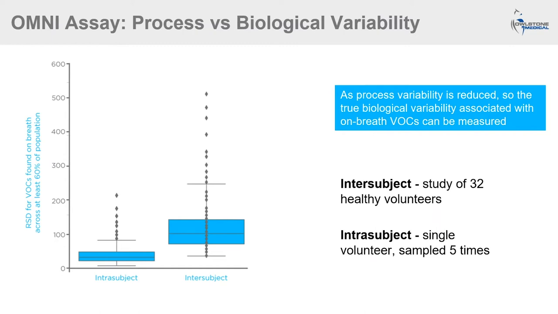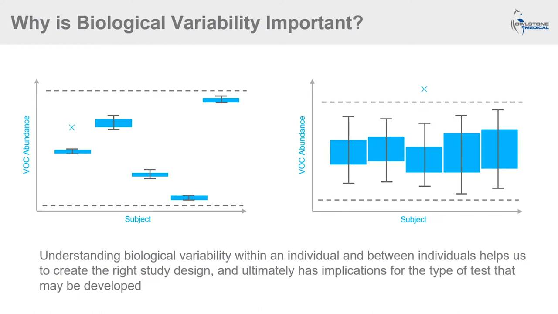Now, why is biological variability important? Well, again, as I said, variability itself is important because a smaller variability gives us a bigger chance of seeing a biomarker for a given effect size. But biological variability is also important because it has implications for the study design and also for the type of clinical test that can be developed. So consider these two scenarios.